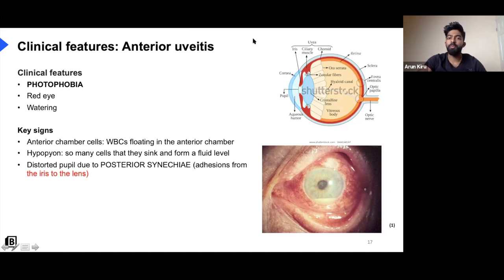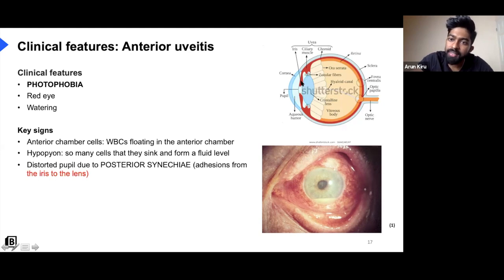Does everyone understand why you get that irregular pupil now? Because it's stuck down. It can stick down in different places. Yeah, of course, I'll explain it again. So basically, with an inflamed iris, it gets really big and chunky and inflamed, and it likes to get sticky, and it sticks down to the front of our lens. This is our lens, this is our iris, they're very close.